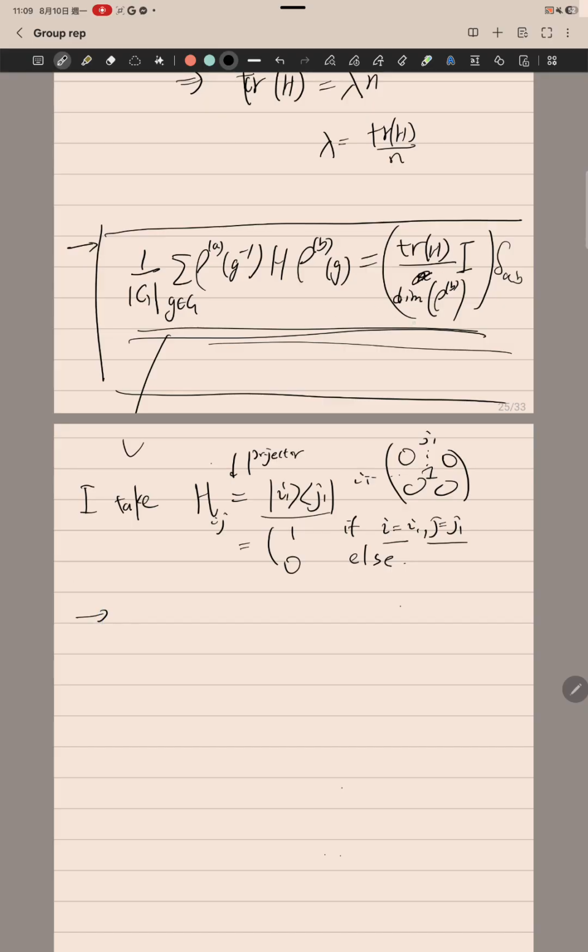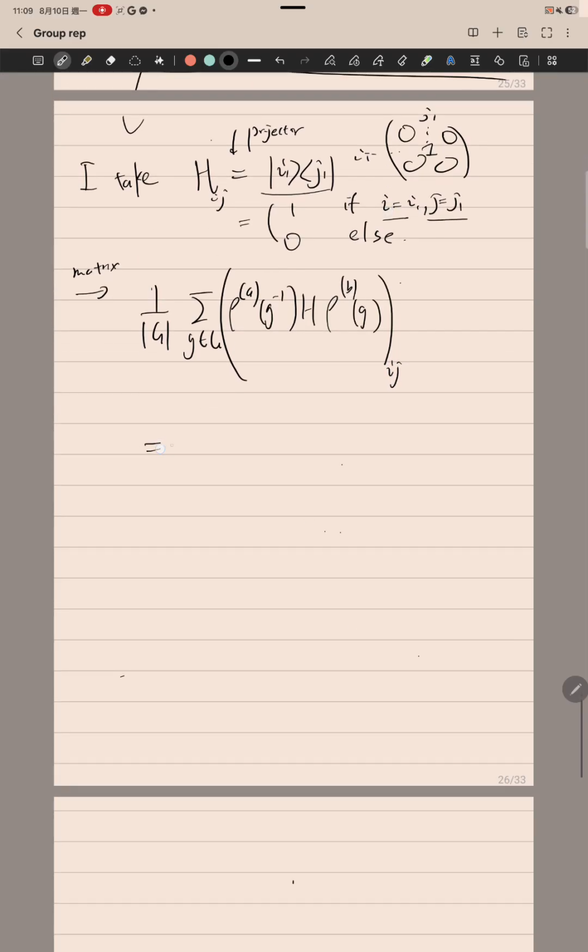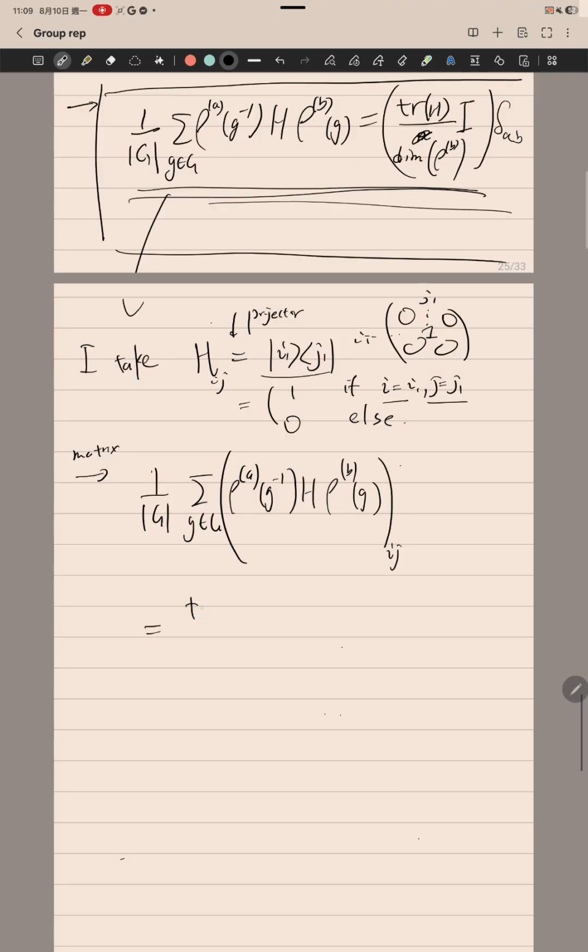Okay, because this is a linear equation, right? So everything you need is actually this one. Okay, so now I can write it as a matrix. So now suppose I'm interested in the Ij component. And this is the same as the right hand side, which is the Ij component. Right, so if you take identity, the Ij component is just Ij, okay, and delta AB.